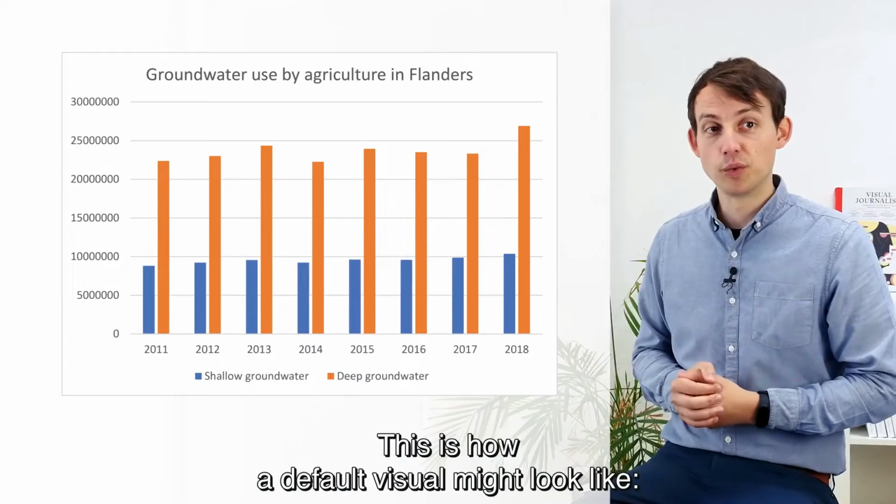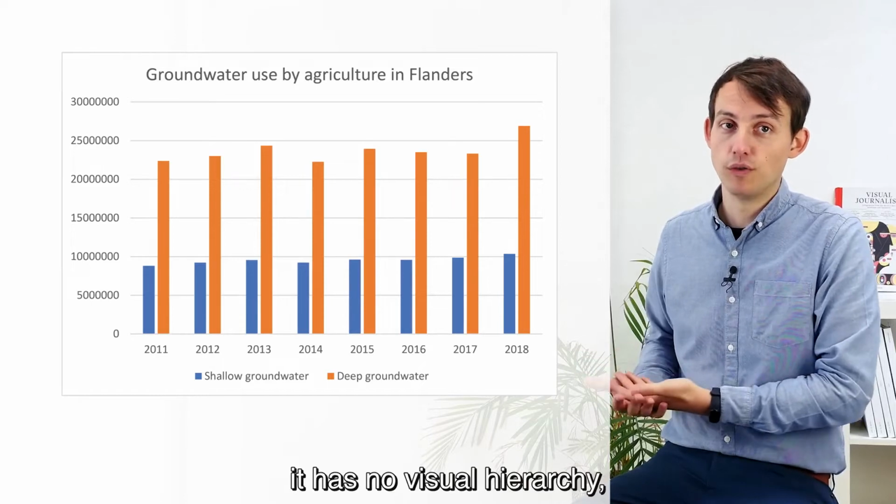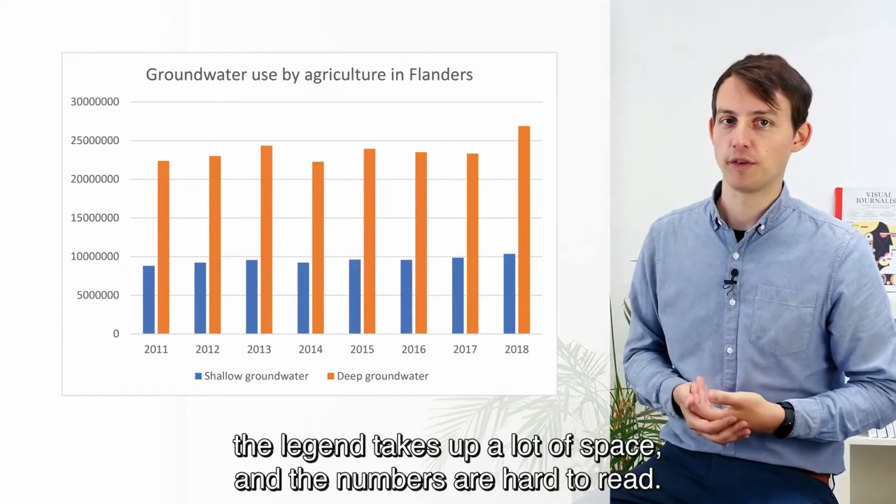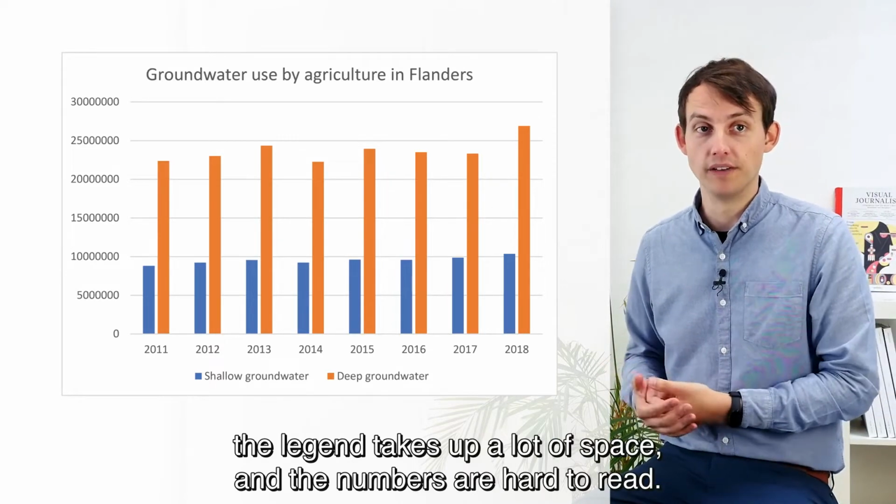This is how a default visual might look like. It has no visual hierarchy, it has boring default colors, the legend takes up a lot of space, and the numbers are hard to read.